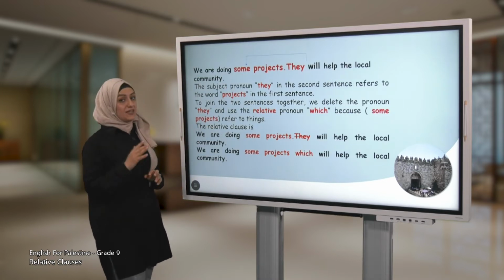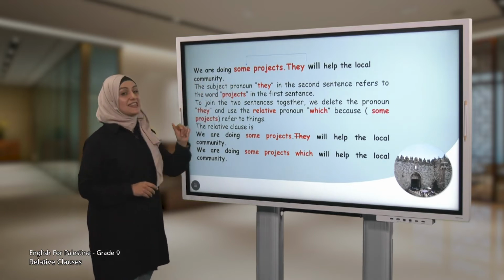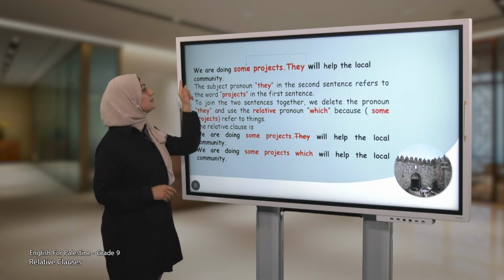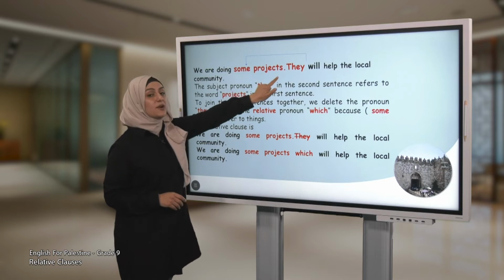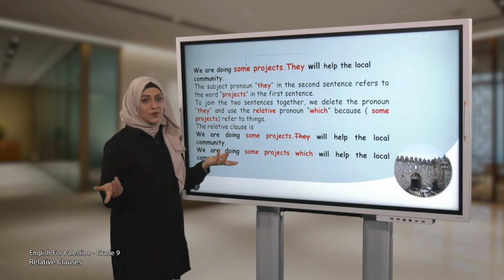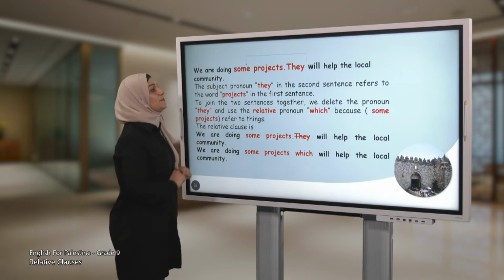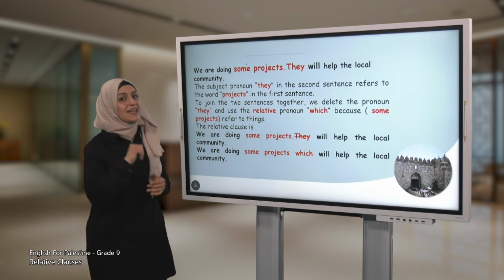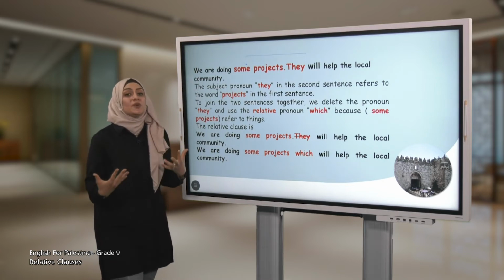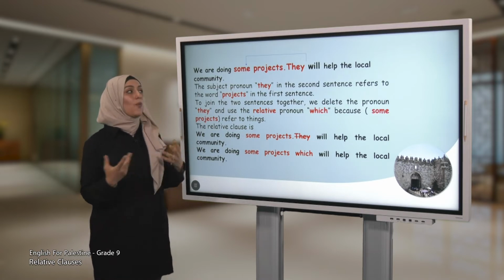Now let's look at another example. We are doing some projects. They will help the local community. Here, the second sentence has the pronoun they. The subject pronoun they refers to some projects, as you can see. Can we join the two sentences and make them one sentence? Yes, we can. What should we use? Should we use who or which? We should use which. Why?